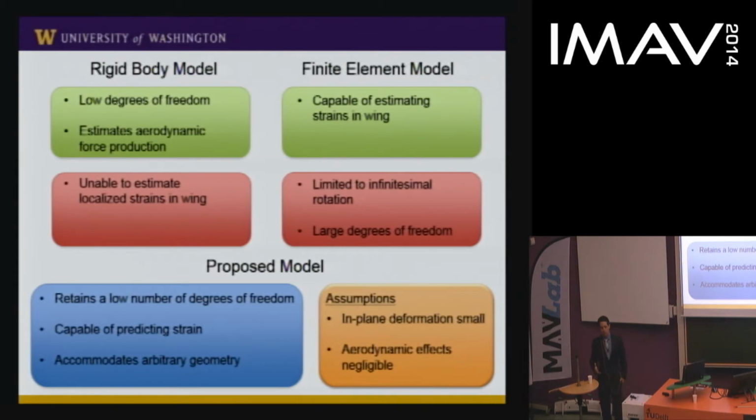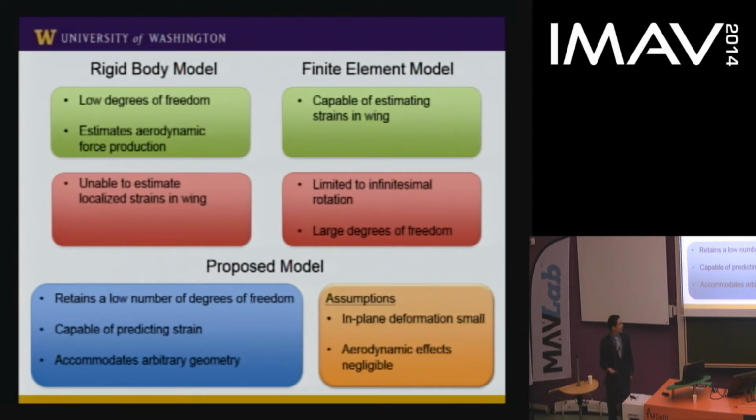So the aim of the proposed research then, shown in blue here, is to really synthesize the benefits of each of these two subsets of models into one comprehensive dynamic model of a rotating insect wing. And we'd like this to have the following three important characteristics. One, we'd like this to have a low number of degrees of freedom, such that we maintain this computational practicality. Second, we'd like to be able to predict the localized strain in the wing, such that we can use such a model for the insect neural feedback studies.